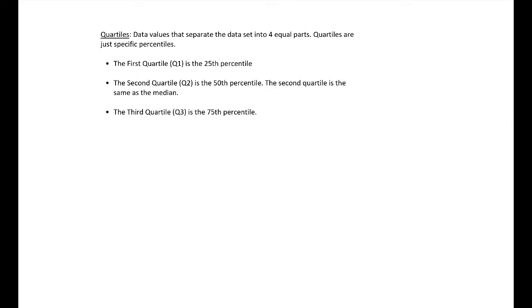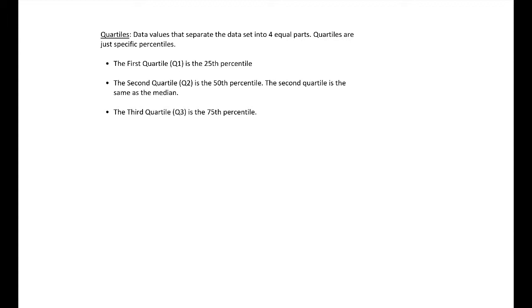So quartiles, getting to the main topic of this lecture. Quartiles are just data values that are going to separate your data set into 4 equal parts. Quartiles are just really specific percentiles. The first quartile is your 25th percentile. The second quartile, which we denote Q2, is the 50th percentile, and we know that from the previous example it is the same thing as the median. And your third quartile is the 75th percentile.